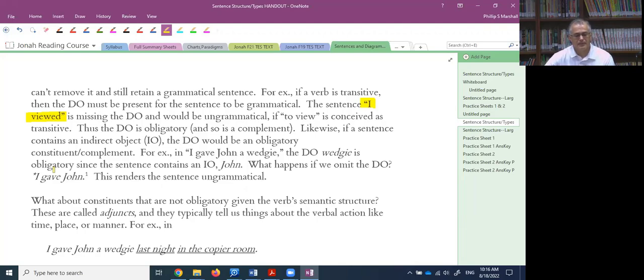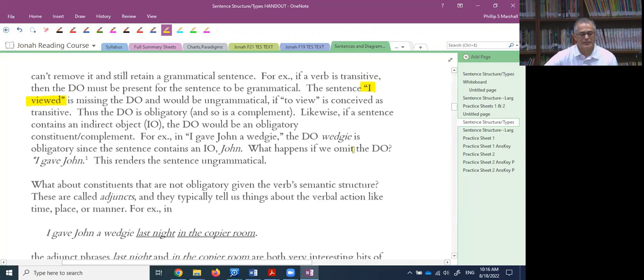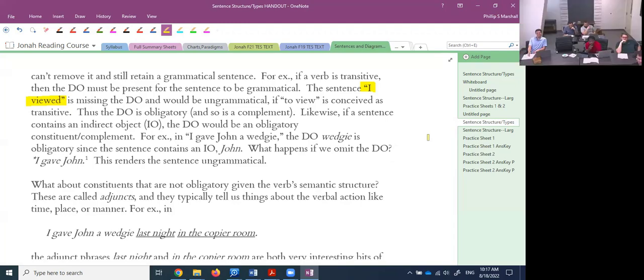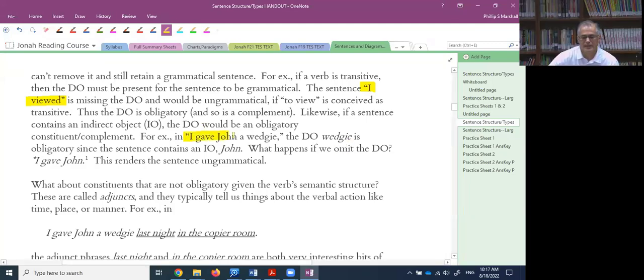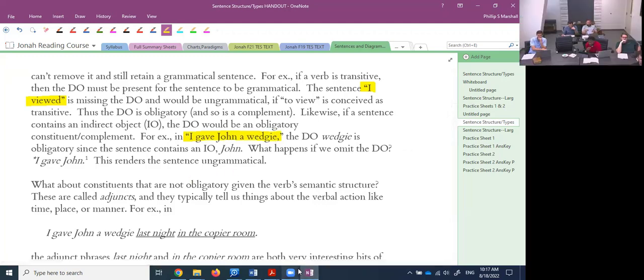All right. If I had a sentence that contains an indirect object, then I would have a direct object that's obligatory as well, and the indirect object would be obligatory. In other words, all sentences with indirect objects require direct objects too. So here is our baseline sentence. I gave John a wedgie. All right. I gave John a wedgie.